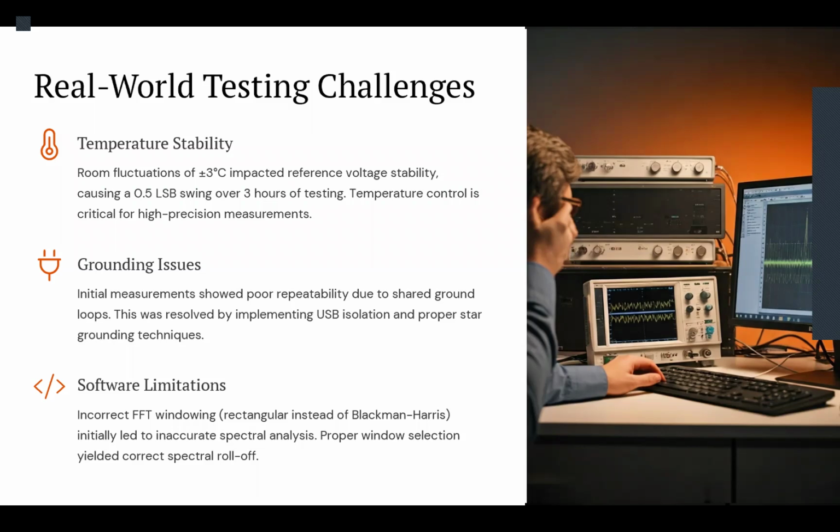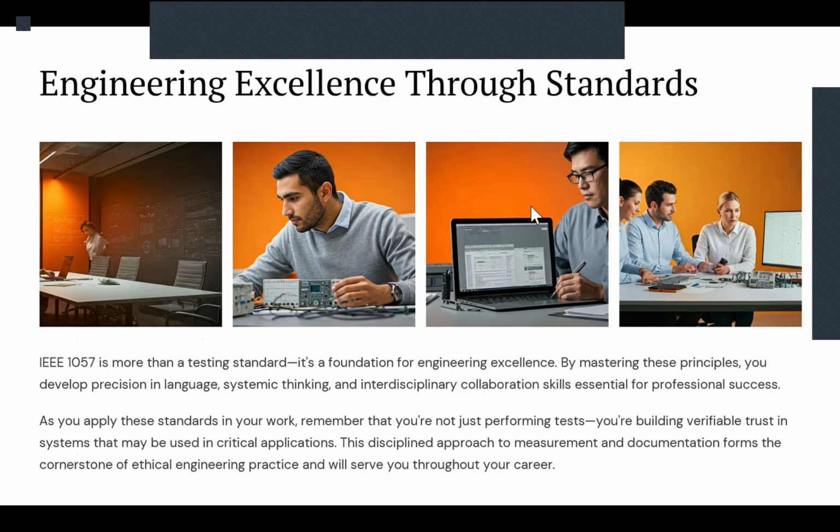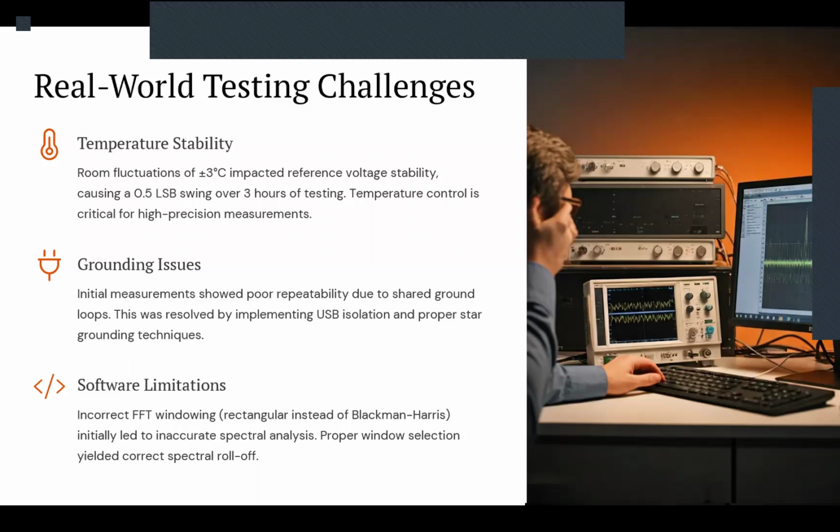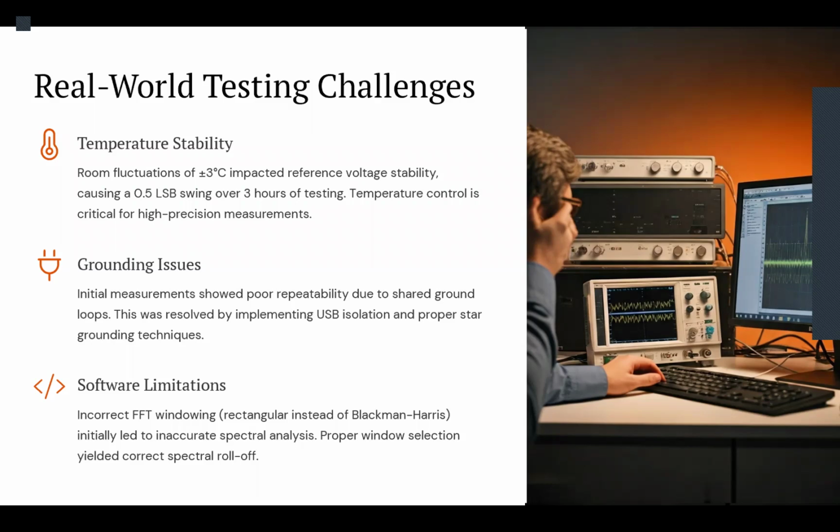The first major challenge is temperature stability. We already talked about that. During a typical test session, room temperature can fluctuate. This temperature drift affects both the ADC and the test instrument. In the document, we have to mention this point, for example, a plus or minus 3 degree change over 3 hours actually caused a 0.5 LSB swing.